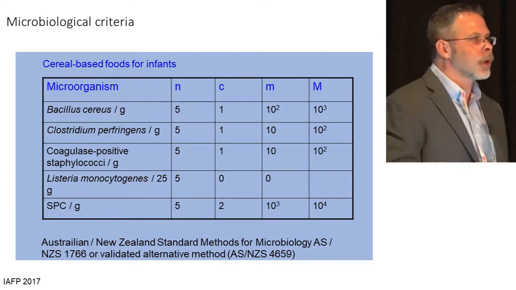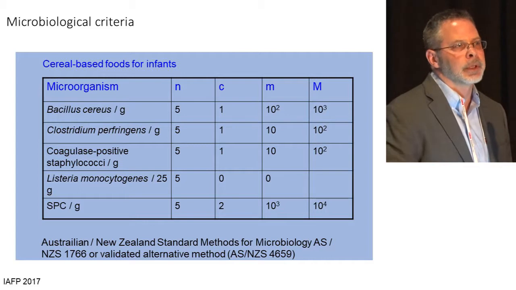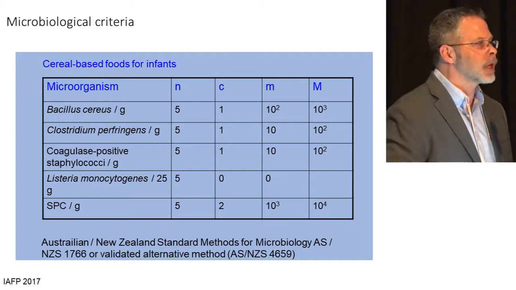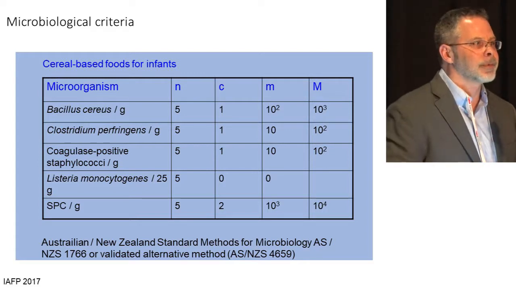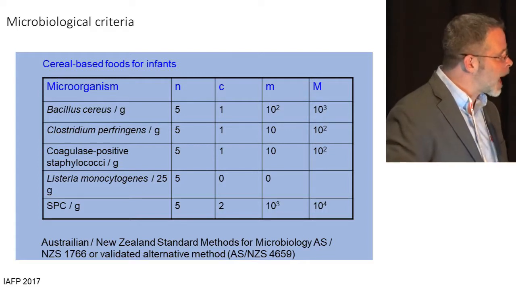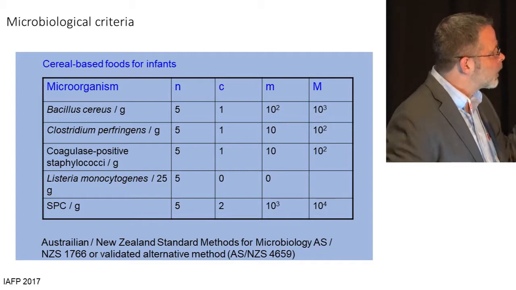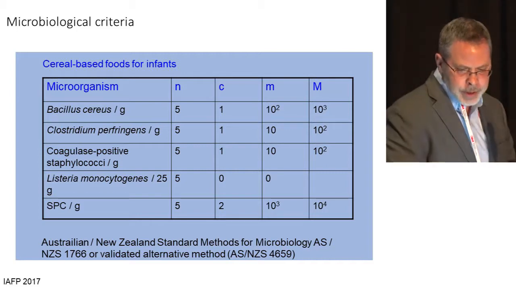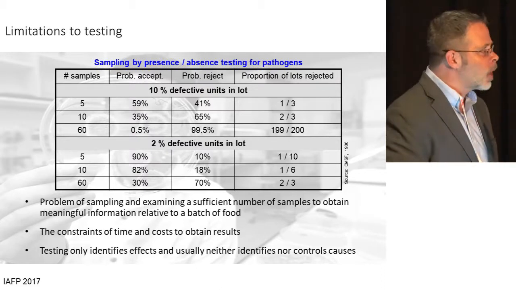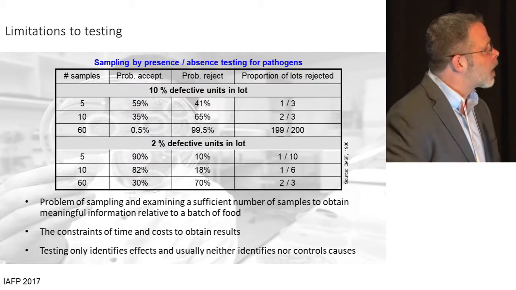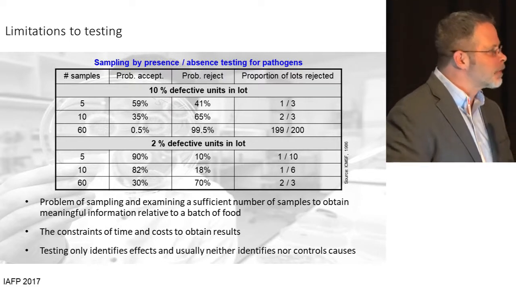So we know, though, that the testing of products and testing of raw materials by themselves are not sufficient to manage risk. And certainly they're not sufficient to see if the product is free of the pathogen that we're looking at or is within spec for our hygiene indicator. And this is a statistical table from ICMSF that shows what the probabilities of acceptance are of various lots with various proportions of defective units.